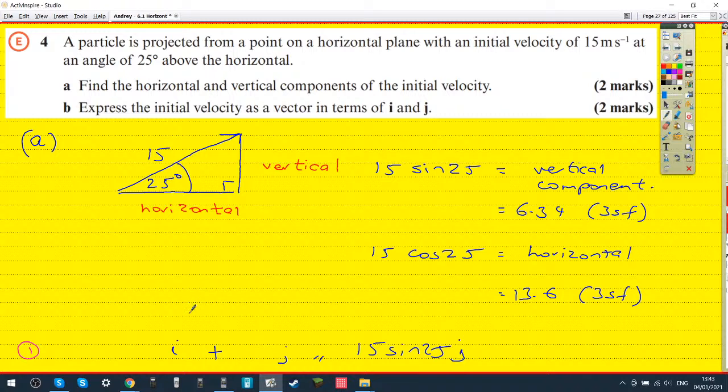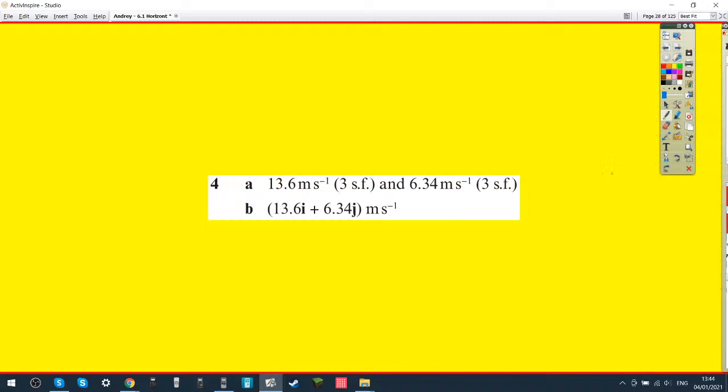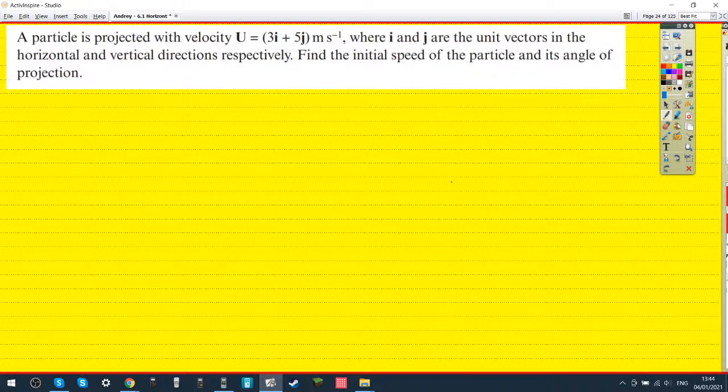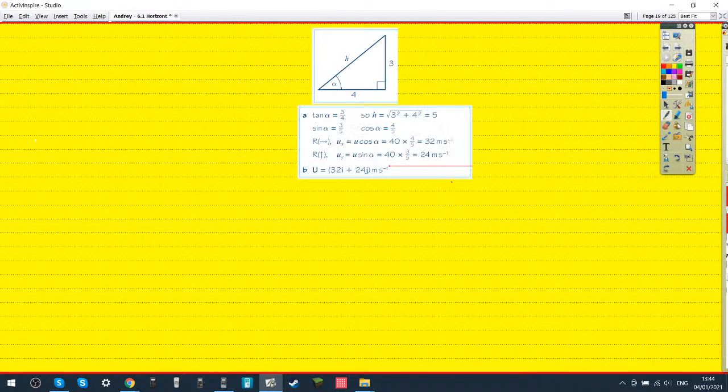Let us make sense of this thing. So 13.6i plus 6.34j. Okay, 3 sig fig, 6.34j. Make sense of it. What are we doing?